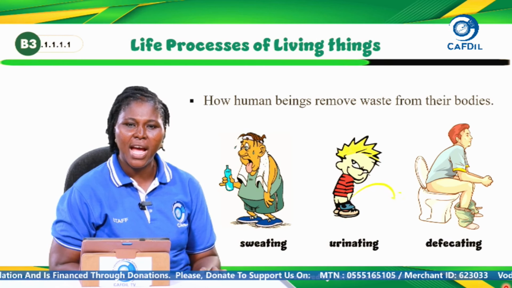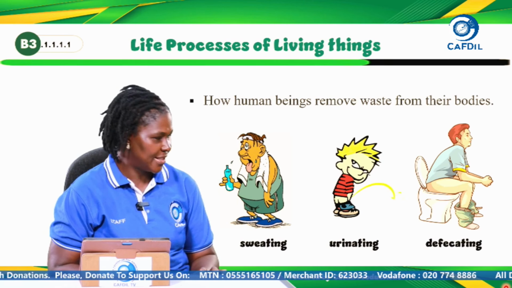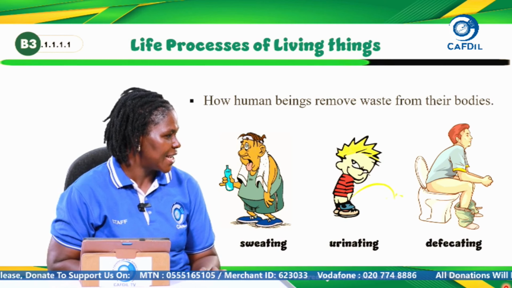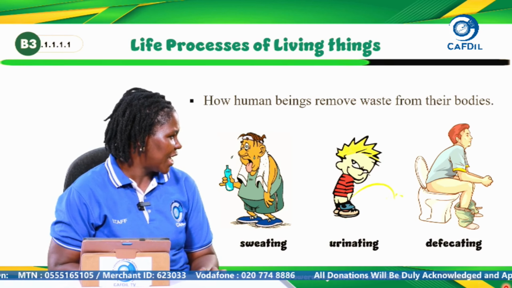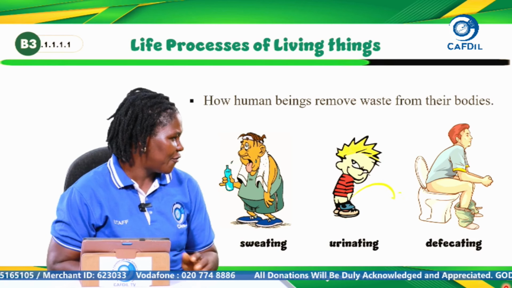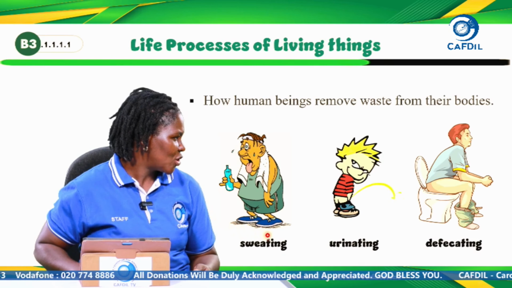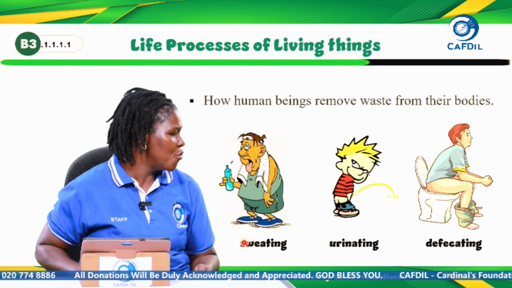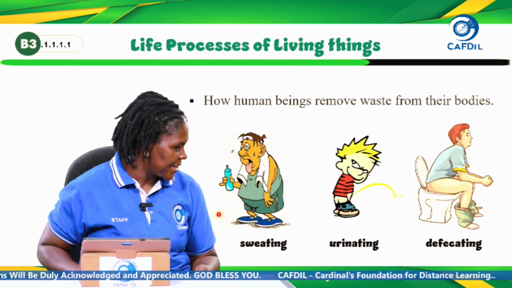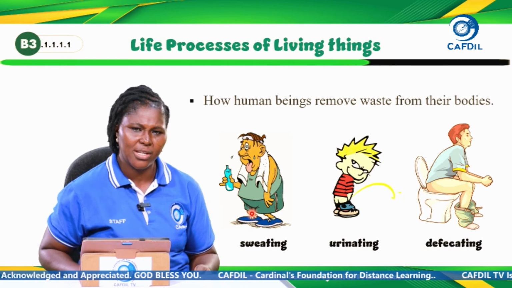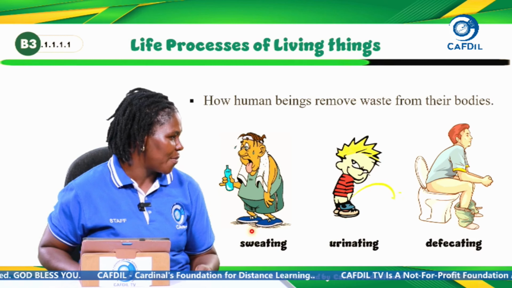Now, how do human beings remove waste from their bodies? How do we remove the things that we don't like in our body? Now look at the picture there, the first one. We say sweating. So we remove waste from our body through sweating. If you sweat, it means the sweat is not good and it should come out. So sweating is a waste from our body.